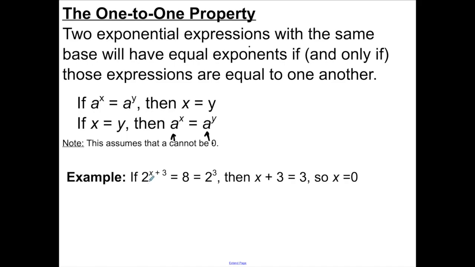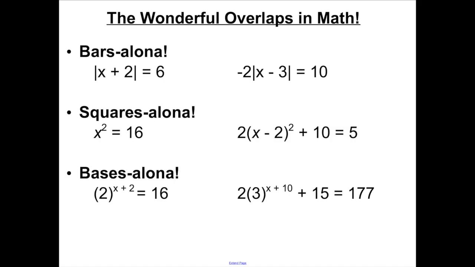Here's another example. If 2 to the x plus 3 equals 8, well, since 8 is equal to 2 cubed, then 2 to the x plus 3 is the same as 2 cubed. And because of the 1-to-1 property, we know that because these outputs are the same, if you think about the graph of 2 to the x, then the inputs, x plus 3 and 3, must also be equal. And so that means x is 0. This is the underlying idea behind how we are going to go about solving these problems.